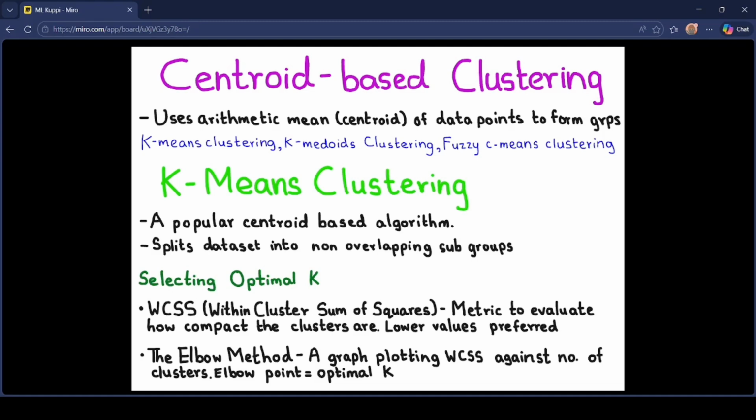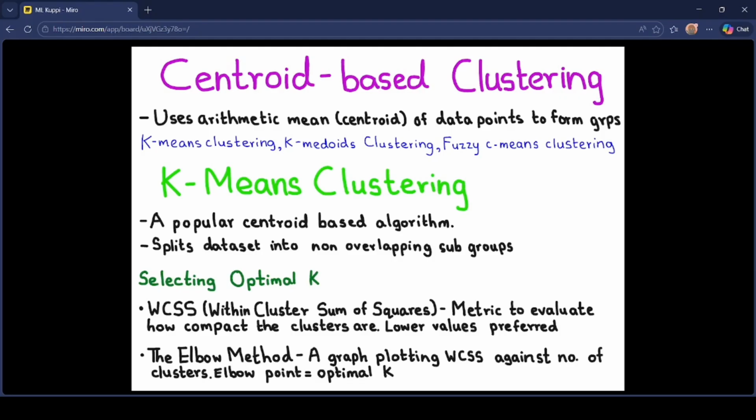K-means clustering is one of the most popular centroid based algorithms. Do not confuse K-means clustering with K-nearest neighbor classification. Do not mix up the two. K-means clustering is an unsupervised learning method, and KNN, the K-nearest neighbor classification, is a supervised learning classification. Okay, so back to K-means clustering. This is a very popular centroid-based algorithm, and it splits datasets into non-overlapping subgroups. So the subgroups, the categories here, are not overlapping.